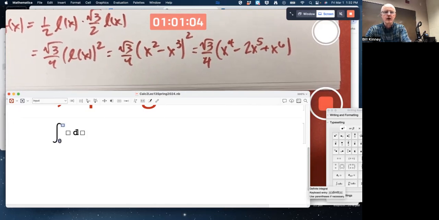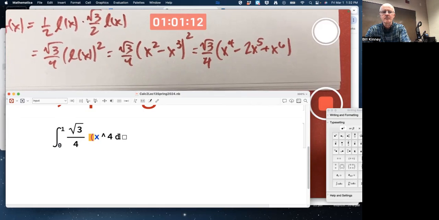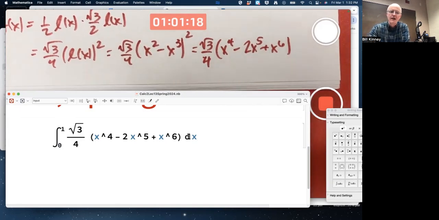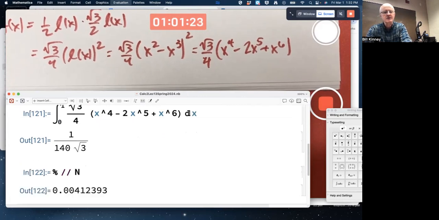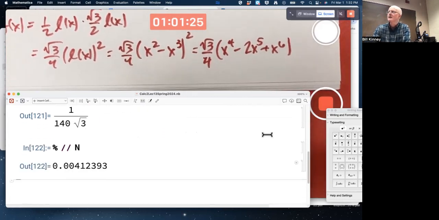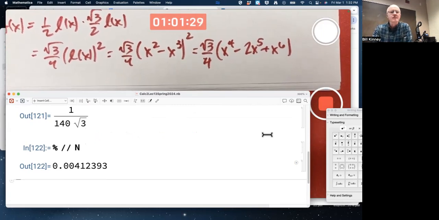Integral from 0 to 1 of square root of 3 over 4, which I could factor out in front, x to the 4th minus 2x to the 5th plus x to the 6th. This ends up being a pretty small number, though initially it's going to give us an exact form. As an approximation, that's about 0.004 cubic meters if the length unit was meters.